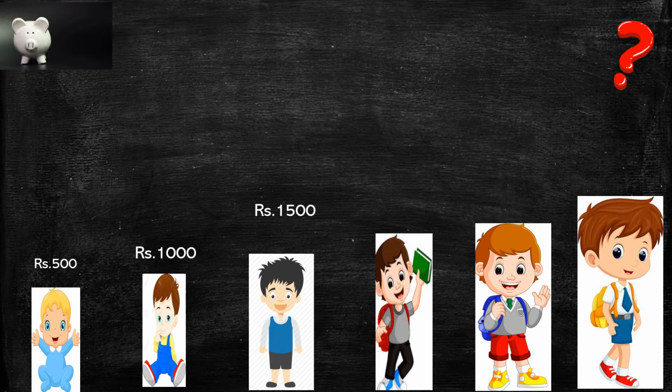What would be the amount in his piggy bank on his fourth birthday? It will be rupees 2000, correct? Here, we will be able to find out the amount in the piggy bank on his subsequent birthdays as it follows a certain pattern, right? So, in this example, we find that the succeeding terms are obtained by adding a fixed number to the preceding term. Understood?